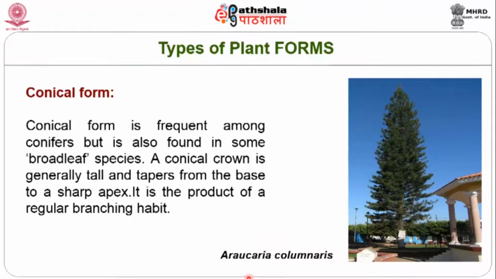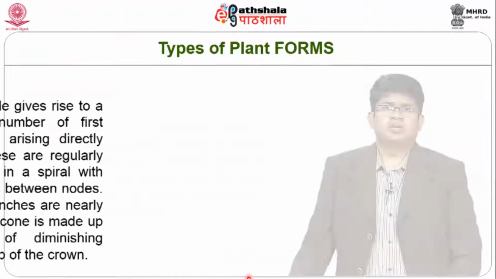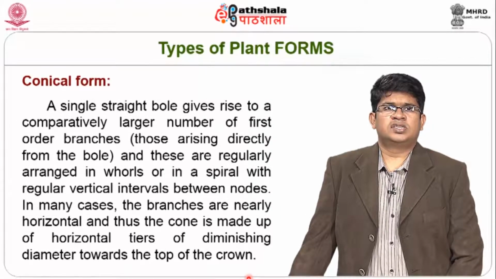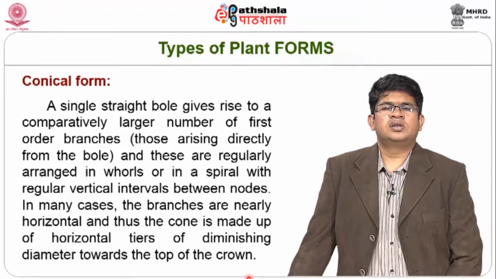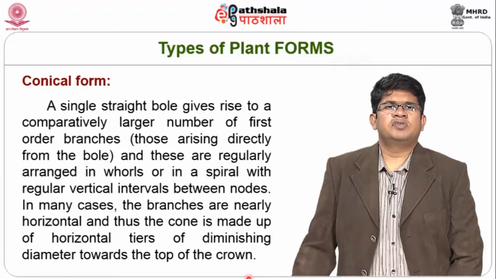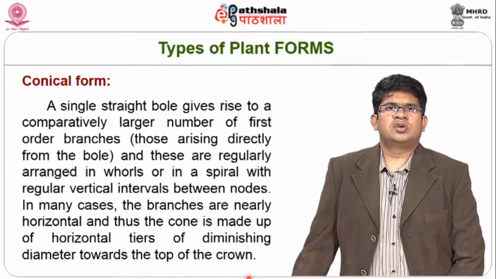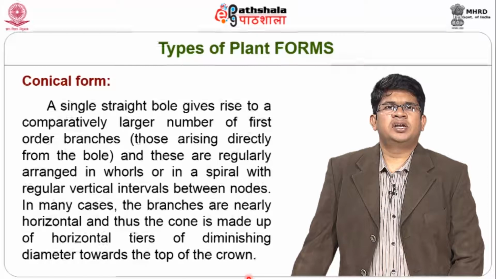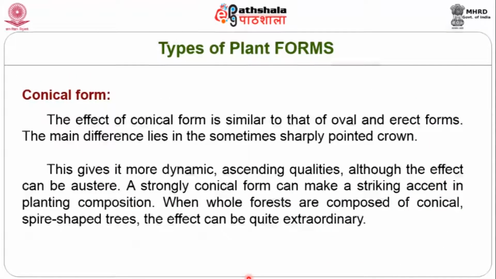So the Araucaria columnaris is one of them. It gives a larger number of first order branches, and these are regularly arranged in spiral or regular vertical intervals between nodes. In many cases, the branches are nearly horizontal, and thus the cone is made up of horizontal tiers of diminishing diameter towards the top of the crown. So you can see a very strong conical form because of the diminishing diameter as it goes to the top of the crown.